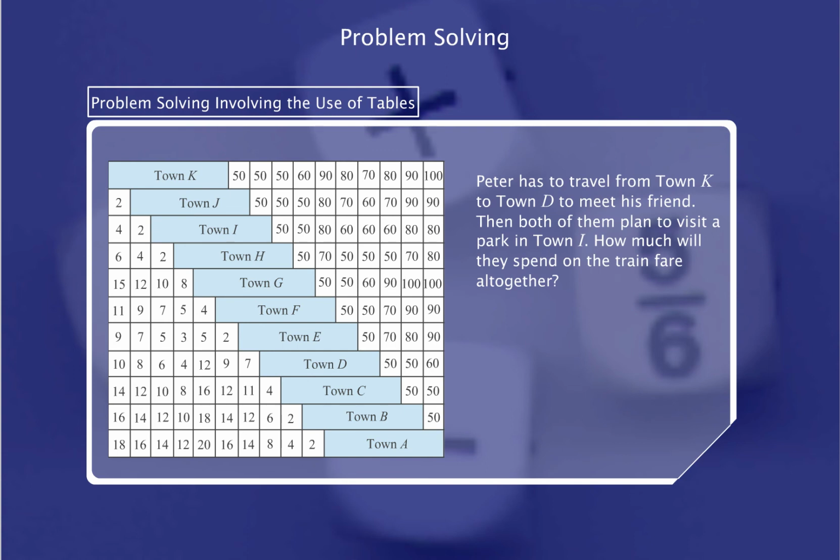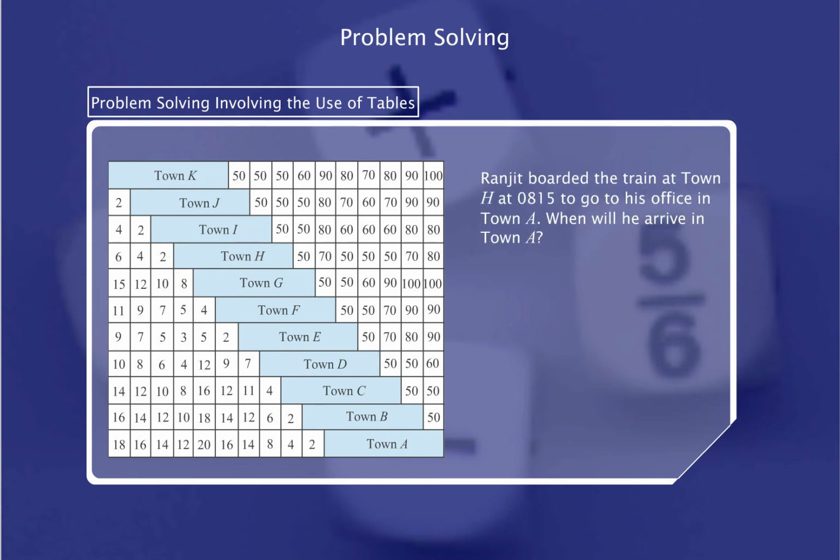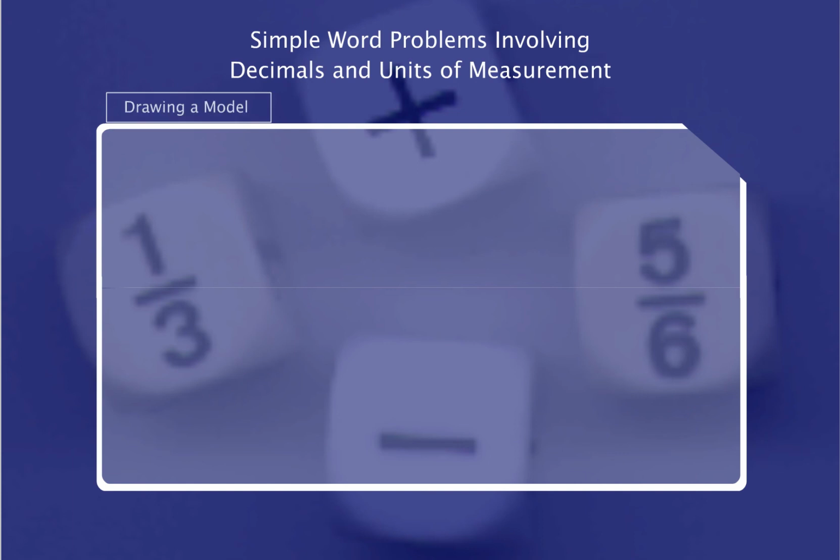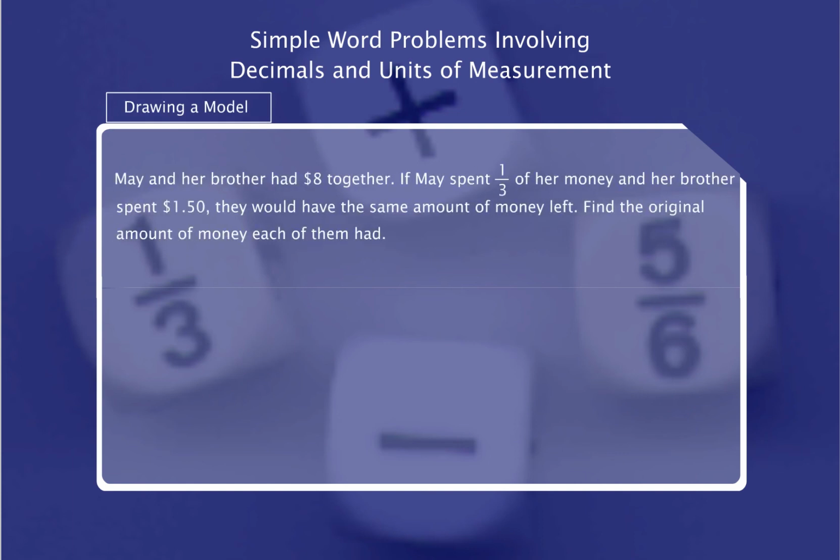Peter has to travel from town K to town D to meet his friend. Then both of them plan to visit a park in town I. How much will they spend on the train fare altogether? Ranjit boarded the train at town H at 08:15 to go to his office in town A. When will he arrive in town A? The following problem can be solved by model drawing. Can you figure it out?